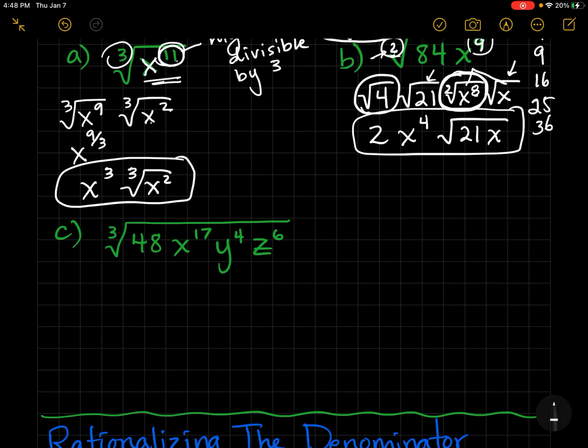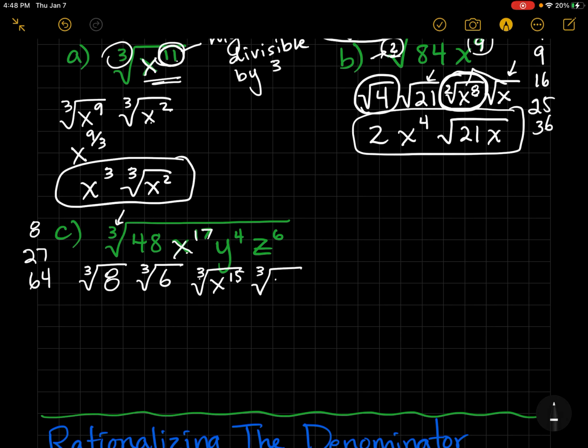Let's do this last part. This is going to be a little trickier. We're back to cube roots. So I'm asking myself about perfect cubes that go evenly into 48. So 8 is my perfect cube. That leaves me with 8 times 6 is 48. Okay, now I'm going to separate this x to the 17th power into the cube root of x to the 15 because I'm looking for a number divisible by 3, and that leaves me with 2 x's inside.